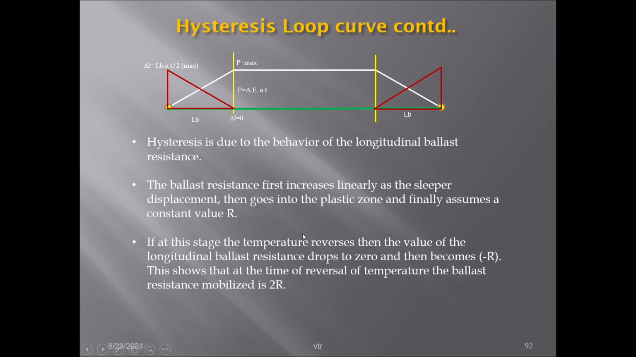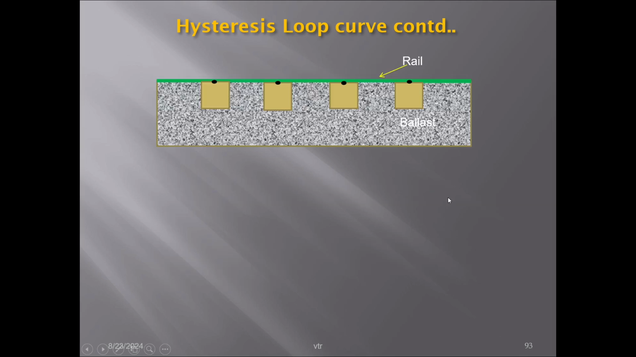Then we'll see the next slide. To explain further, this is our rail and the sleepers are firmly fixed. Normally we are fastening down at decreasing temperature, and whenever there is an expansion, there will be an offering of opposing resistance. That will be equal to R.